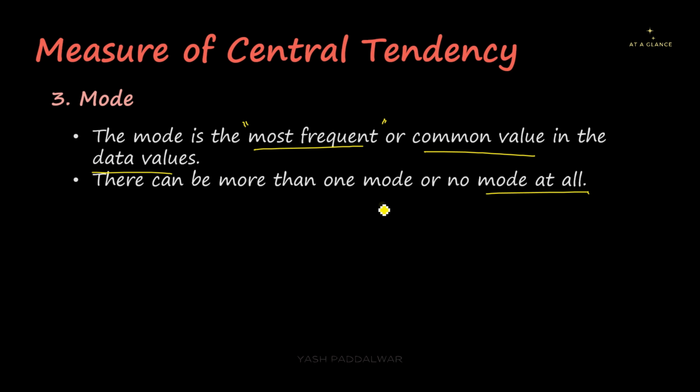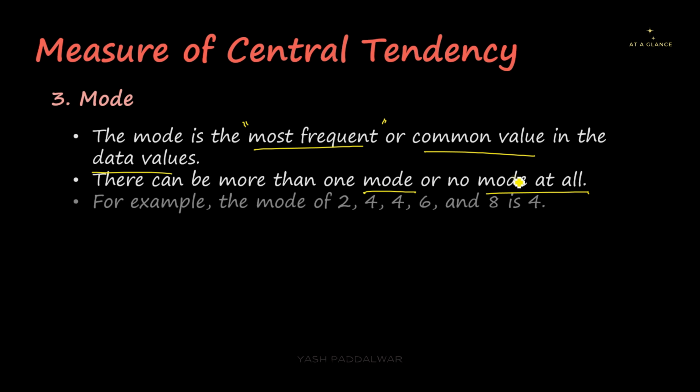So in a particular set of data values, it is not always the case that we will have only one mode. We can have multiple modes, but there can also be a case where there won't be any mode at all in the entire set of data values. Let's have a look at an example. Over here, you can see these are the data points present inside the distribution: 2, 4, 4, 6, 8. Out of these data points, 4 is the mode.